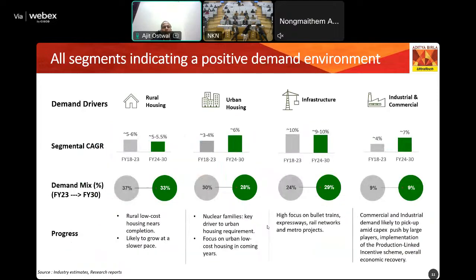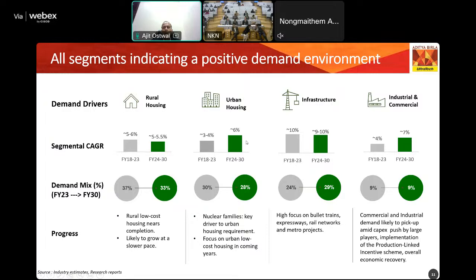So what are the major demand drivers for cement? One is, of course, rural housing, which is an important demand driver, which currently is 37% and is going to be 33% of total cement sales.